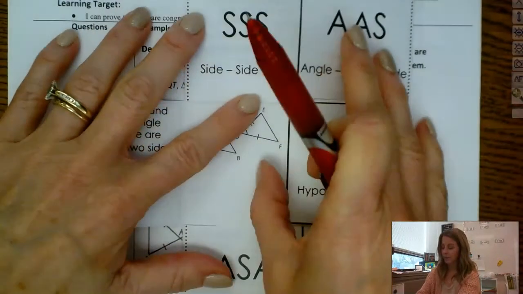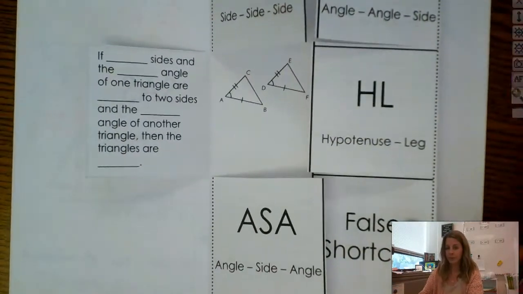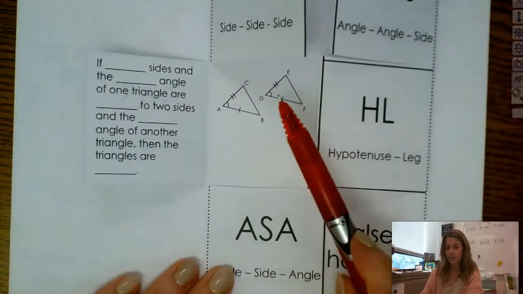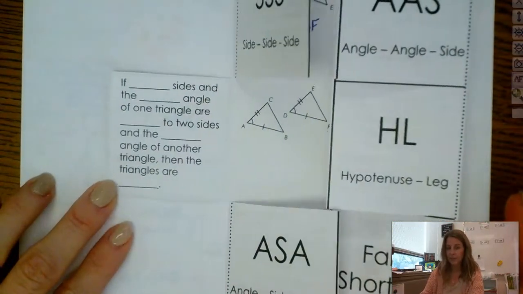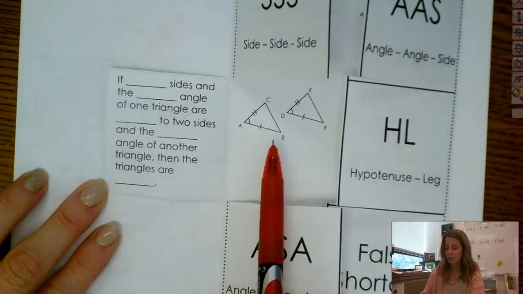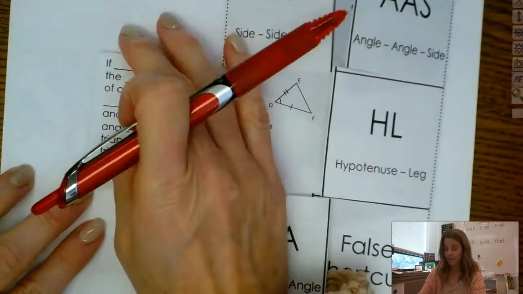So let's go ahead and open up, let me turn this paper over so it's not interfering. Let's open up the second one down. We're going to be on the SAS one. So let's fill the theorem language in. We'll go over the diagram.